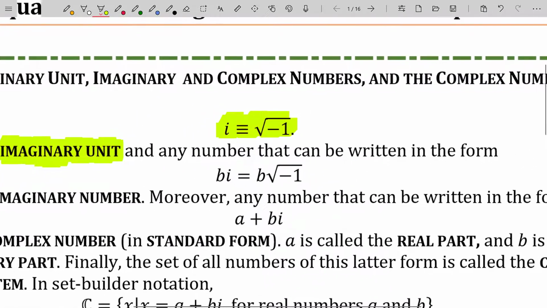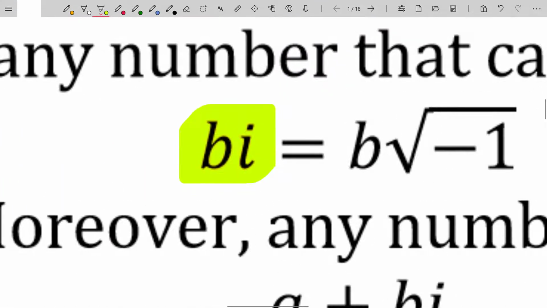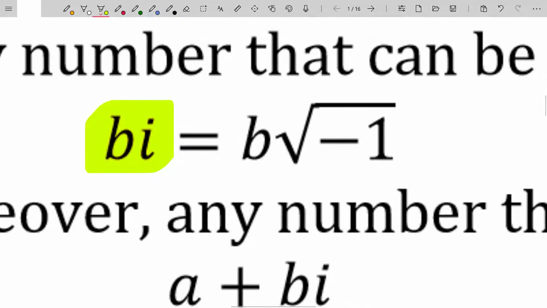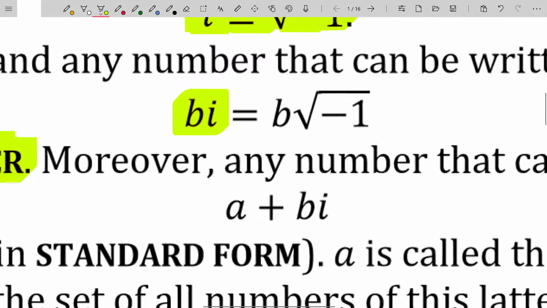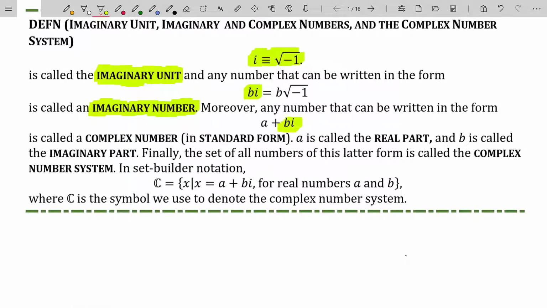And any number that can be written in the form b times i is called an imaginary number. b is a real number, so it could be 2i or square root of 3 times i or whatever it is. It's some number times i. And you can see right here, I write that as b times the square root of -1 just to remind you that i is the square root of -1. Any number that can be written of the form a plus bi is called a complex number.